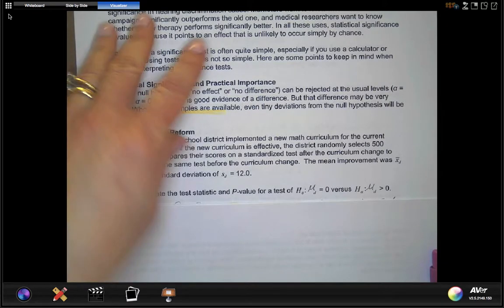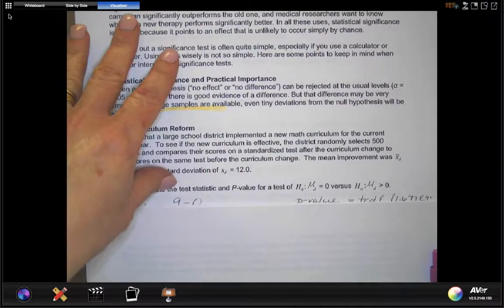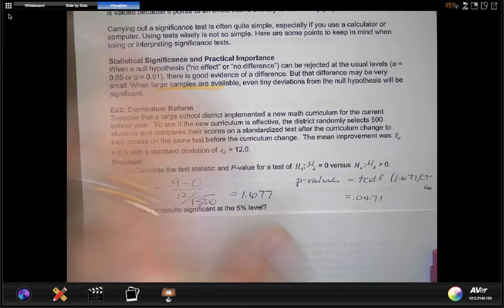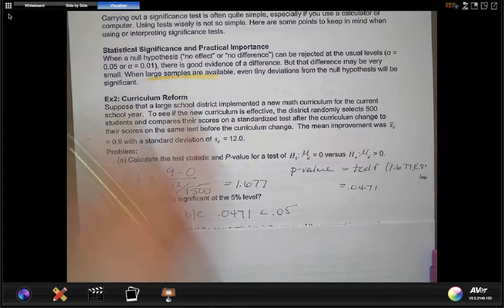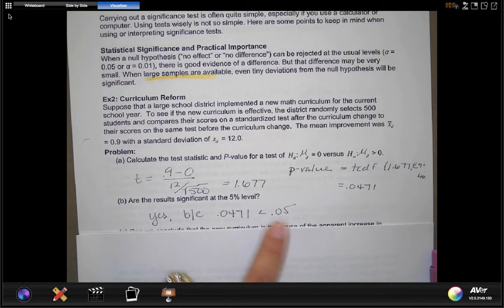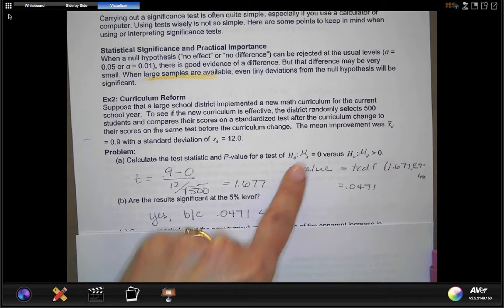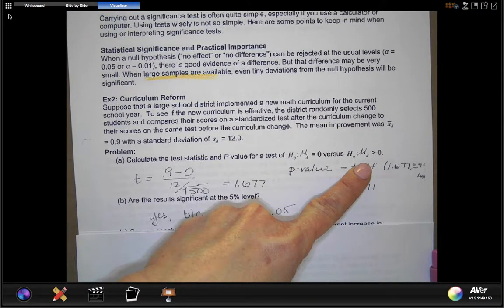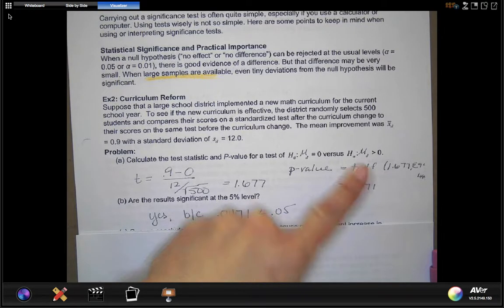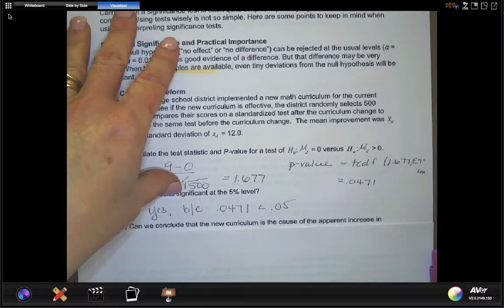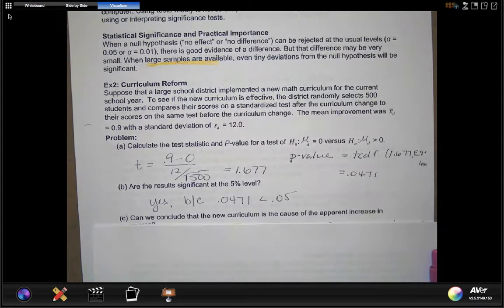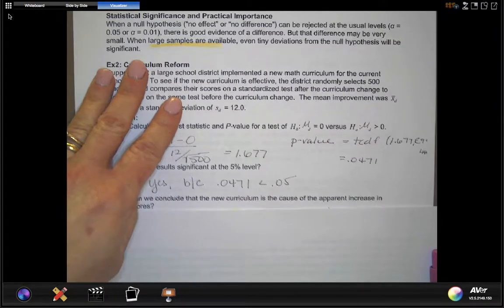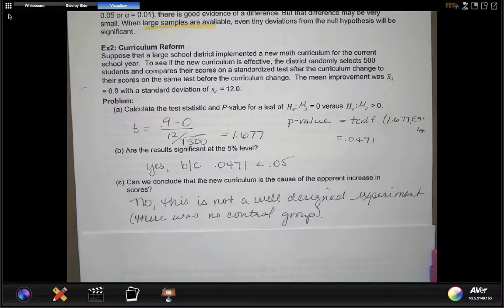So calculate the test statistic for this hypothesis. You could do it by hand, you could type it in the calculator, either one. So we get a p-value. Are the results significant at the 0.5% level? So yes, my p-value is less than alpha. So I would reject HO, and I would conclude that the mean difference on average has increased. So it does look like the new curriculum has increased the scores. So then there's two questions right here. So I just said it does look like it. But can we actually say that? Well, the problem here is this was not really a well-designed experiment.